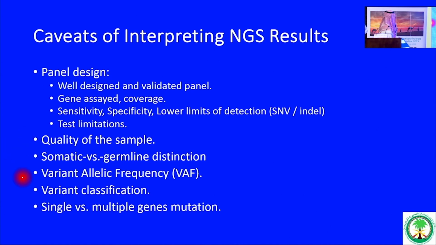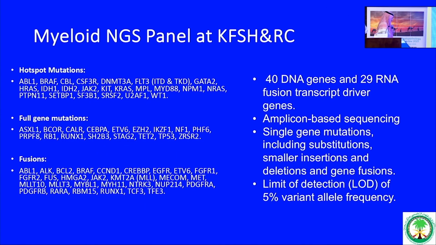If you have a bad sample, you can get a false negative or a failed result. It is very important to understand the difference between somatic and germline mutation in the NGS analysis. Variant allele frequency is very important to know if this is a dominant clone or a subclonal process. Variant classification: not every mutation is the same. Some are pathogenic, some are variants of unknown significance.